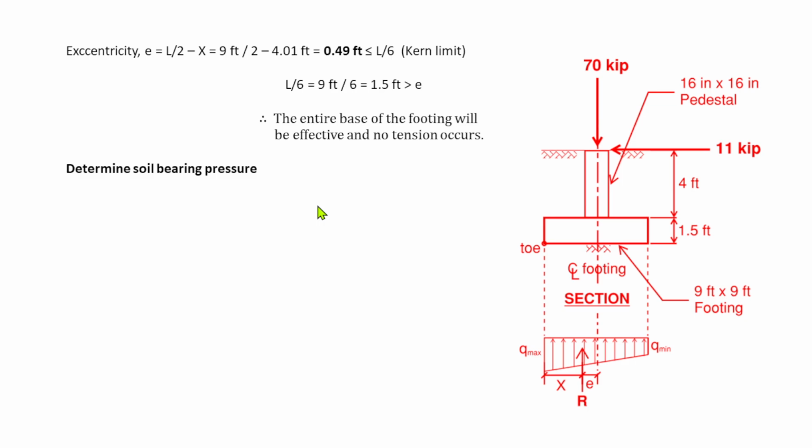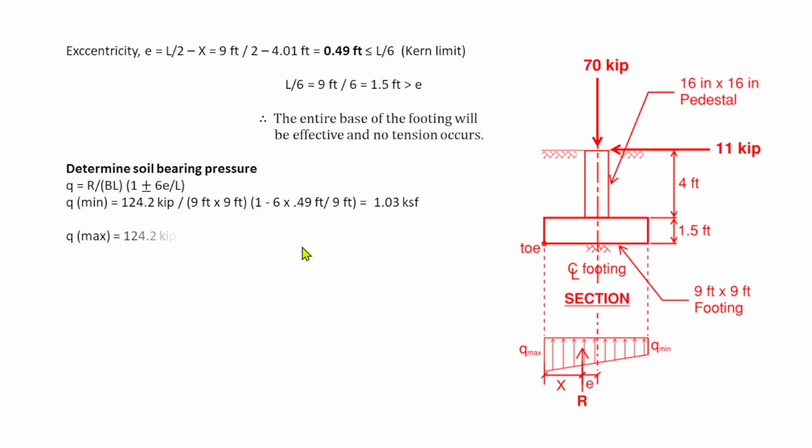To determine the soil bearing pressure, the equation is R over BL, which is the width of the footing times length, all times 1 plus or minus 6 times the eccentricity divided by L. That is our equation, and it is valid only for a rectangular footing. So the minimum pressure based on this equation is 124.2, which is our R, divided by 9 times 9, the dimension of the footing, times 1 minus 6 times the eccentricity, 0.44, over 9. So the minimum soil bearing pressure at the base of the footing is 1.03 ksf, kips per square foot.